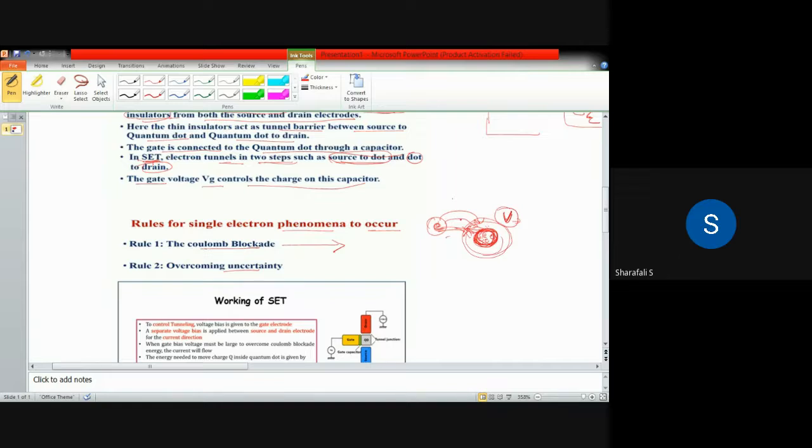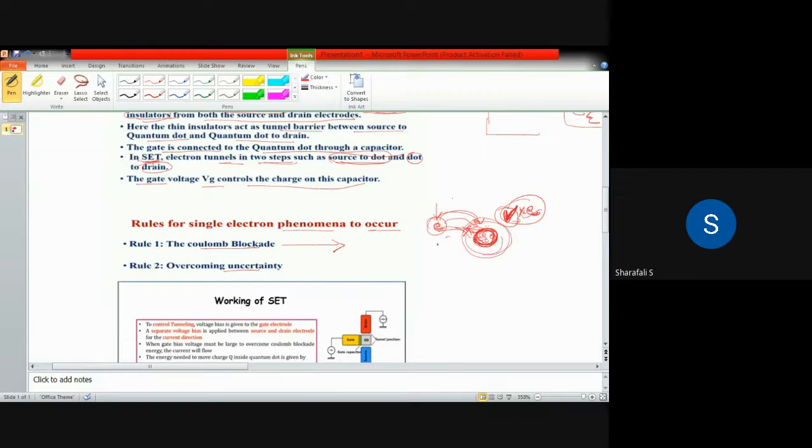If you want to take that electron into the quantum dot, then you have to provide some energy, and that energy should be more than this Coulomb energy. If you have V, then if you multiply that with the charge, for example, if you are considering an electron, then it will be V into e. That much energy you have to provide for this electron to cross that particular potential field to reach into this quantum dot.